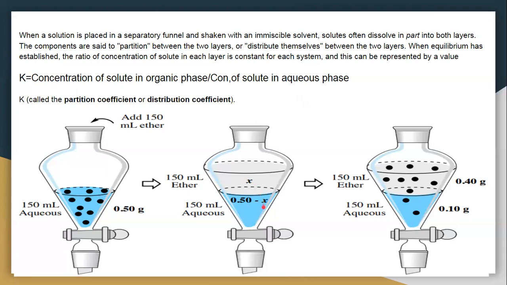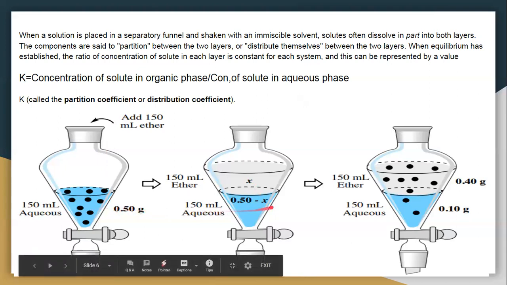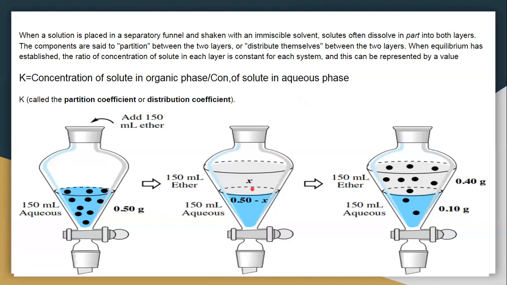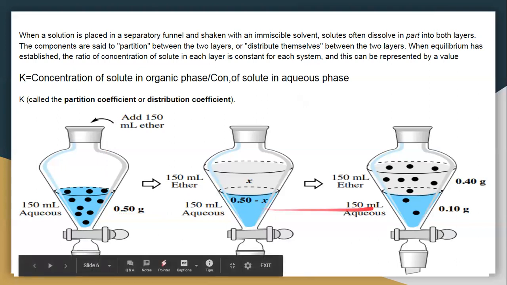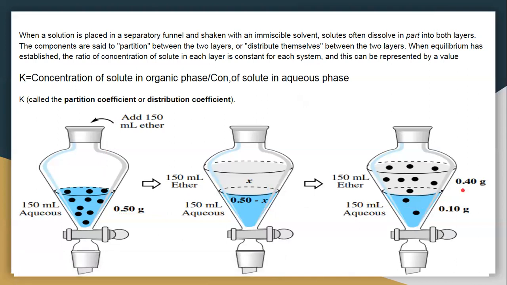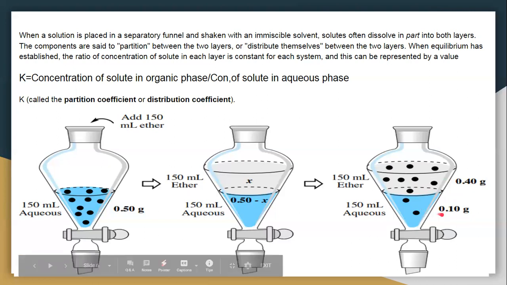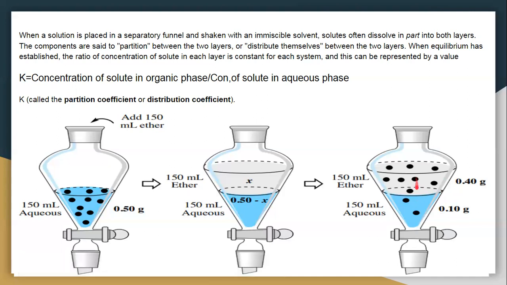After stirring, whatever substance is present in water will diffuse, or transfer, or partition into the ether. So how much amount of solute is distributed into the ether? x. And how much remains in water? 0.5 minus x. That x is mentioned as 0.4 grams. So that means the ether solution contains 0.4 grams of solute, whereas the aqueous solution contains 0.1 gram of solute. Then the concentrations of these two attain an equilibrium.